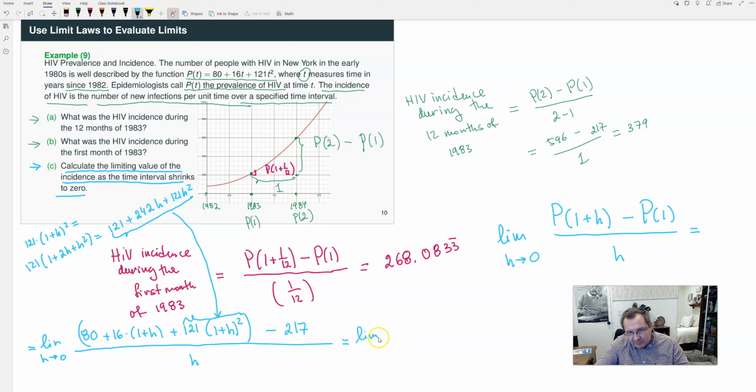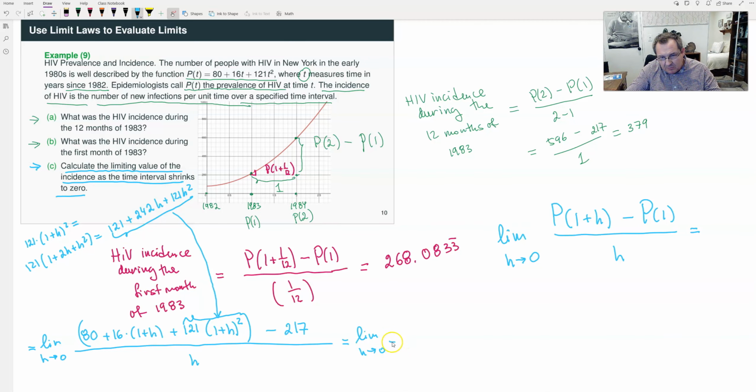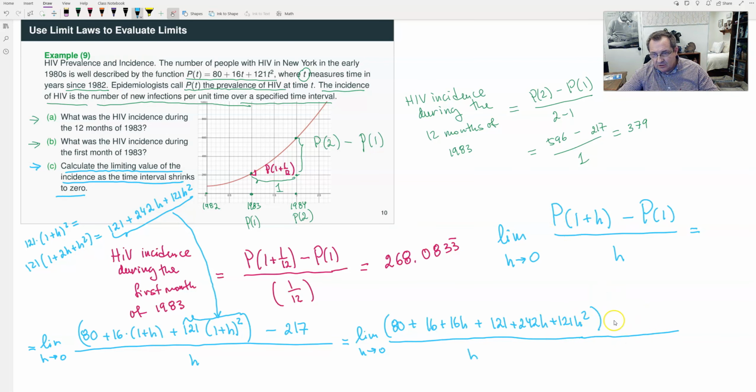Okay, so let me copy my expression one more time. It will get worse before it gets better. Let me give it a shot. So 80, I'll copy. 16 multiplied by 1 plus h. I will distribute. I'll put 16 plus 16h. That's the result of distributing 16 in. And finally, I will put this whole three terms, 121 plus 242h plus 121h squared. That takes care of the first term. And the second term is 217.